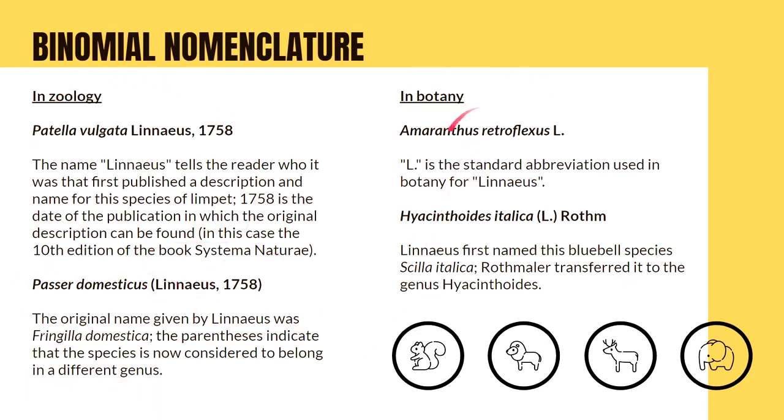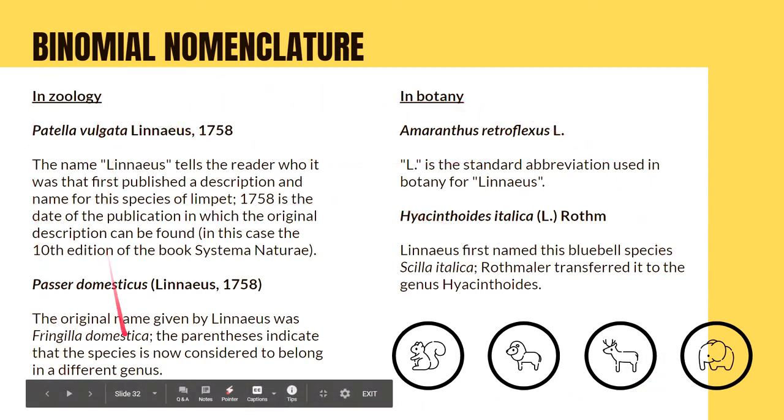And for plants, in botany, usually just the standard abbreviation. Amaranthus retroflexus L. It means that it was Linnaeus who published the name of this organism. Another example, Hyacinthoides italica L. followed by Rothm. It means that it was Linnaeus who first identified the species, but it was reclassified by Rothmaler into a different group. So this one is for higher biology, but we might as well mention it here.